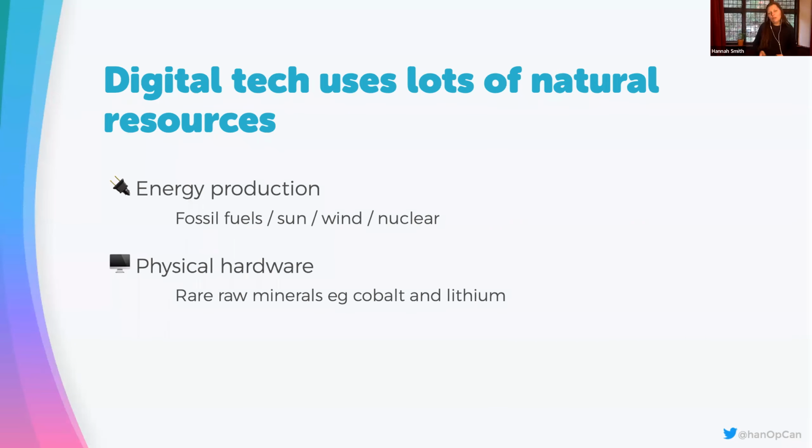Other kinds of natural resources that digital tech use. So the physical hardware, the stuff that we're actually running digital tech on, has to be built from something. And increasingly, we are seeing rare raw minerals such as cobalt and lithium being used in batteries and in mobile phones. And those things have to be mined. And those mining practices are actually very extractive and damaging. They're not just damaging to the natural environment around them, but they're damaging to the communities as well, where the resources are being taken from. So there's that consideration. And then there's data centers as well.